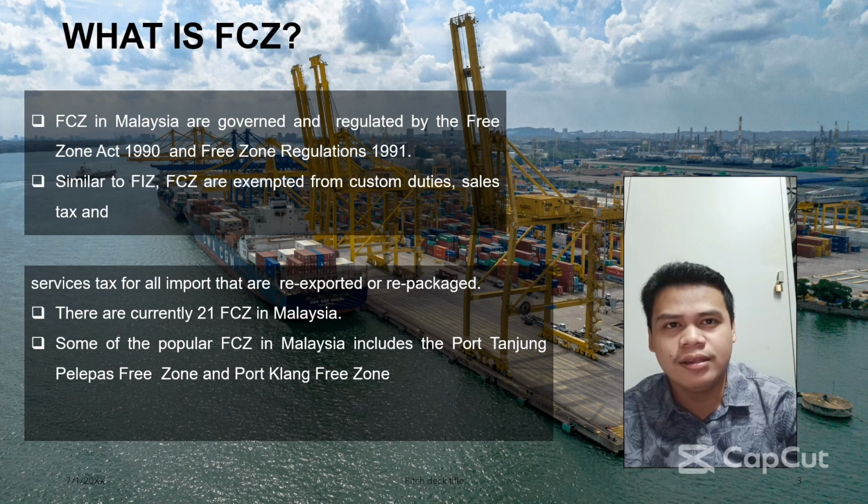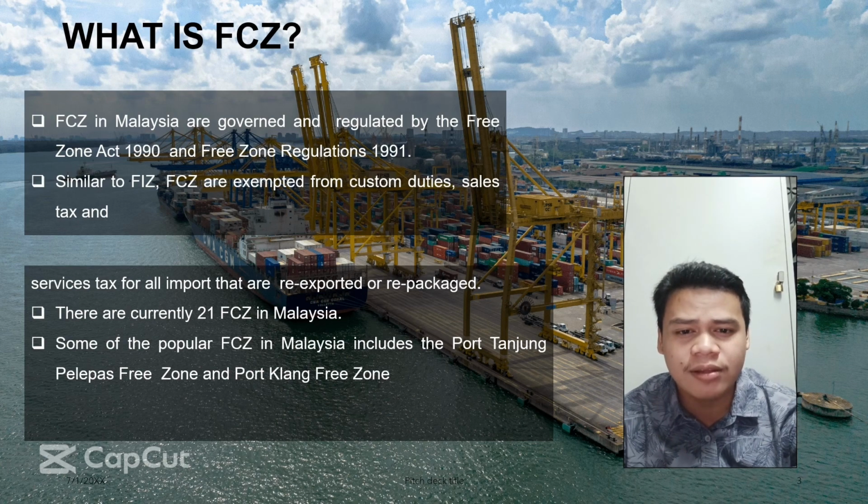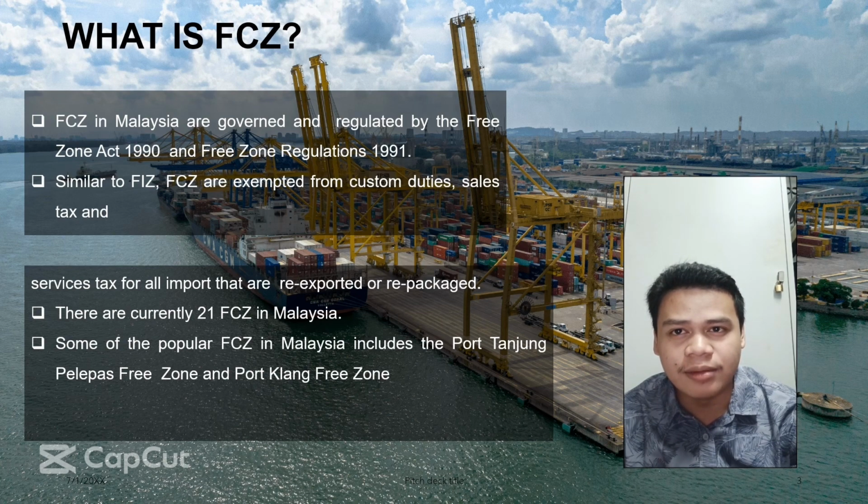There are currently 21 free commercial zones in Malaysia, which are mainly in the states of Johor, Melaka, Kelantan, Pulau Pinang, Kedah, Selangor, Kuala Lumpur, Terengganu, Pahang and Sabah. But some of the more popular free commercial zones in Malaysia are Port of Tanjung Pelepas Free Zone and Port Klang Free Zone.